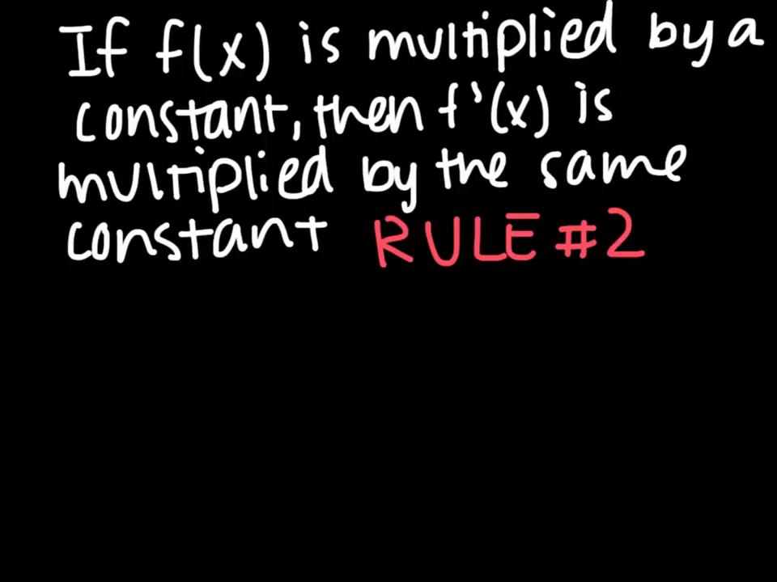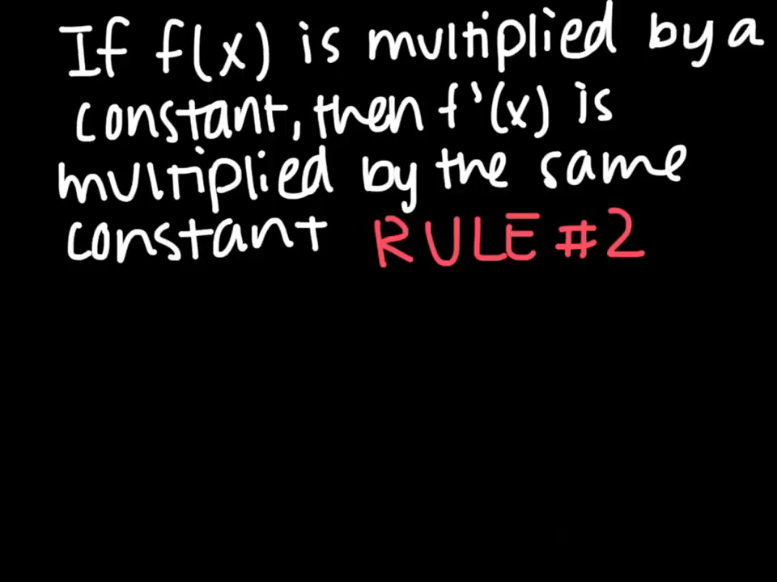And now rule number 2. Okay, so here is rule number 2. If f of x is multiplied by a constant, then f prime of x is multiplied by that same constant. So here we'll have an example.